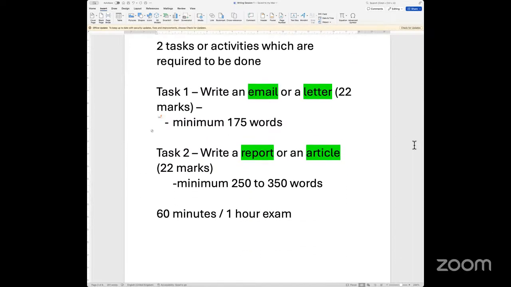Tomorrow's session is going to be focused on doing a practice wherein I will get into showing you how to write an email, how to write a letter, and then the second part would be to write a report and an article. So please make sure to join at 9 a.m.